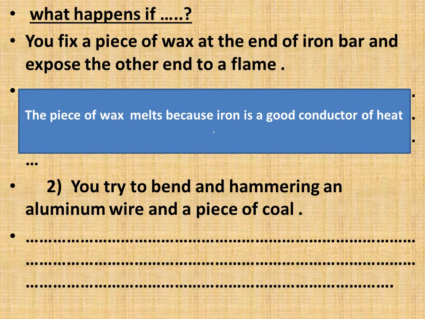Number two. You try to bend and hammer aluminum wire and a piece of wax. Is aluminum a metal or non-metal? Aluminum is a metal, and we know that all metals can be bent and reshaped. And a piece of coal. Is coal a metal or non-metal?